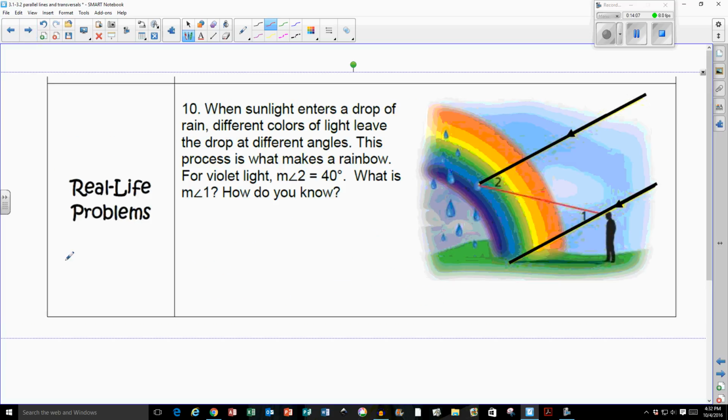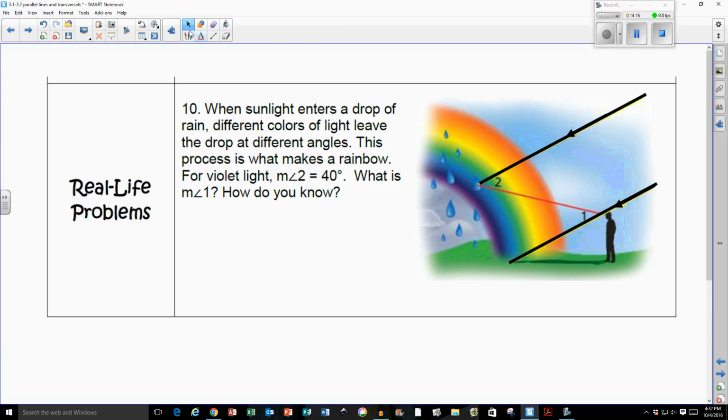All right, and then we have a rainbow and some raindrops. So it says when sunlight enters a drop of rain, different colors leave, and that's how we get our rainbow. So for violet light, the measure of angle 2, when the sunlight hits the raindrop and makes a 40-degree angle, then we get the color purple, okay?